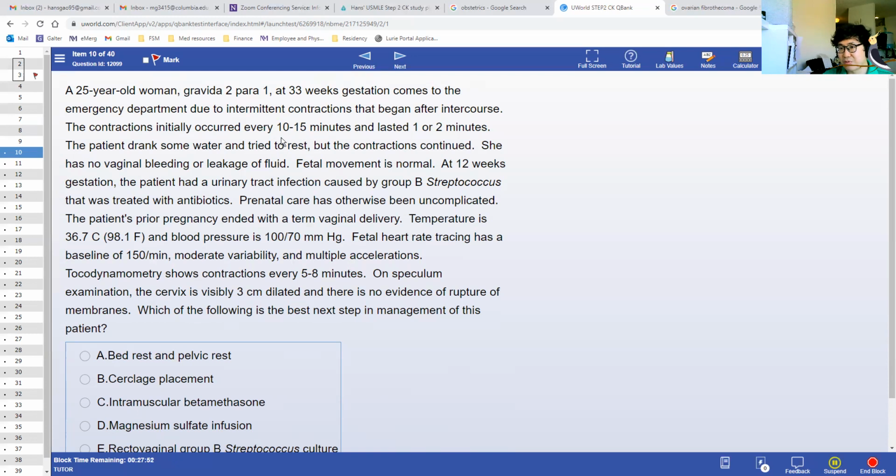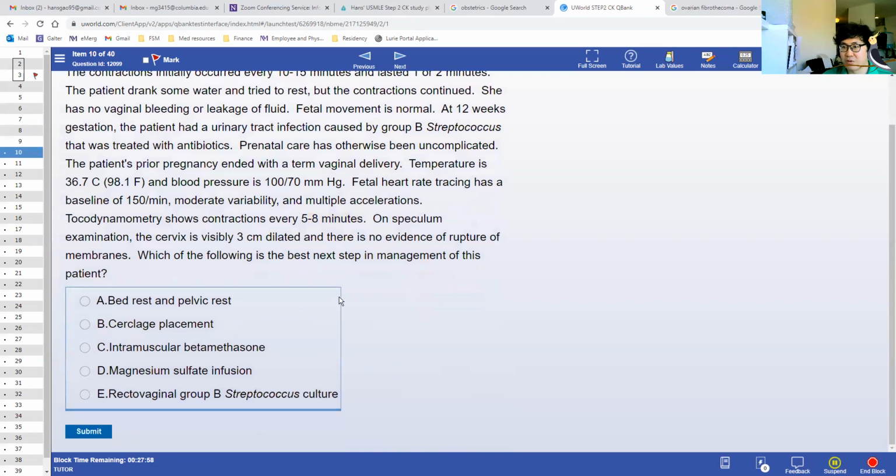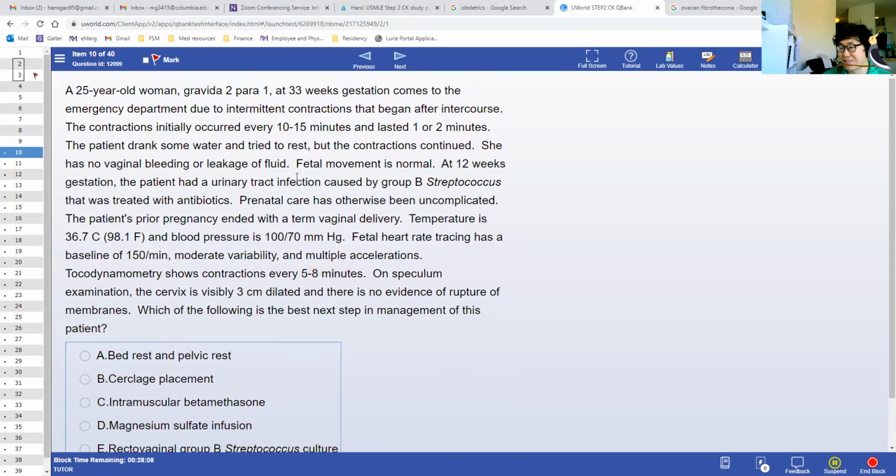Okay, sorry, I misread the question. 10 to 15 minutes, lasting for 1 to 2 minutes. Now it's 5 to 8 minutes. All right, this is still true labor though, so I feel like it's going to be too late to actually stop this thing. This birth is probably going to happen at 33 weeks. I think it's acceptable. Bed rest and pelvic rest, no, that's not going to.